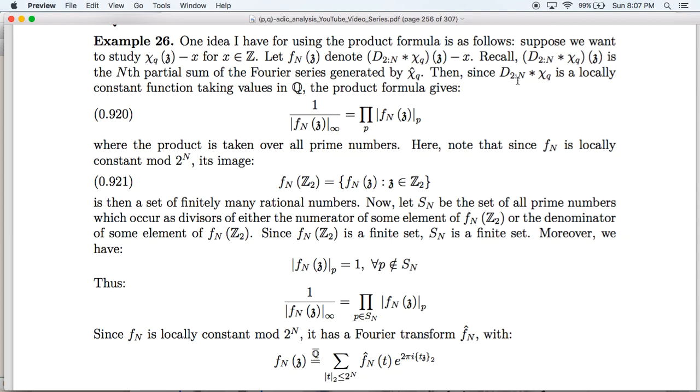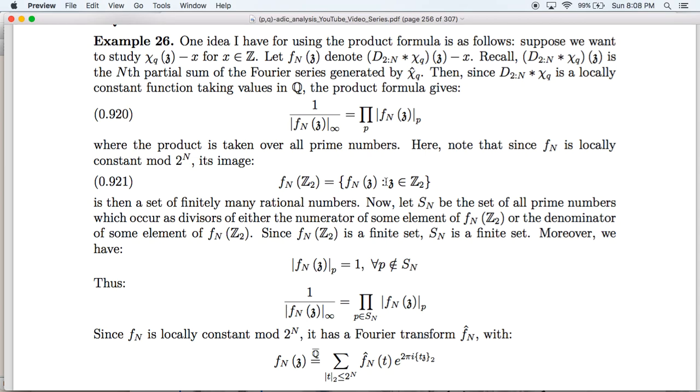And so, since this is a locally constant rational function taking values in Q, the product formula gives that 1 over the real absolute value of f_n of z is going to be equal to the product over all prime numbers p of the p-adic absolute value of f_n of z. Now, since f_n is locally constant modulo 2 to the n, its image is going to contain at most 2 to the n distinct rational numbers. And so this is a finite set of rational numbers. And so let's let S_n be the set of all prime numbers that occur as divisors of either the numerator or the denominator of some element of this set.